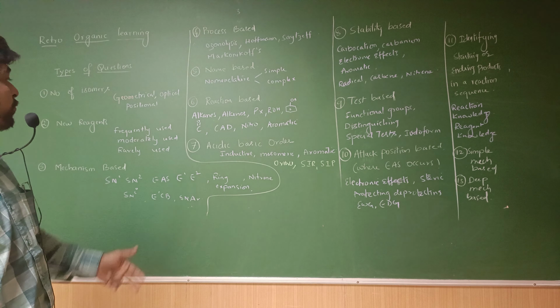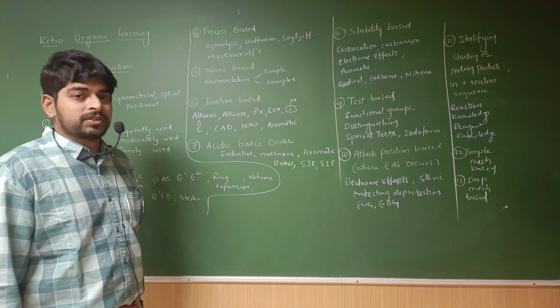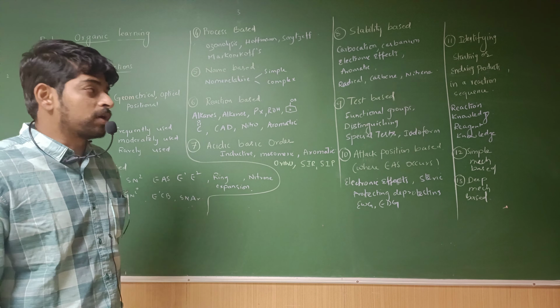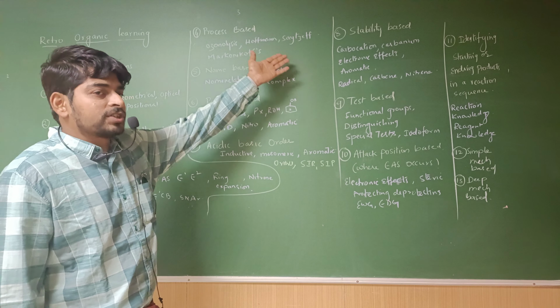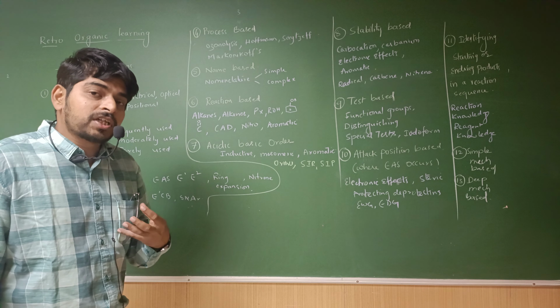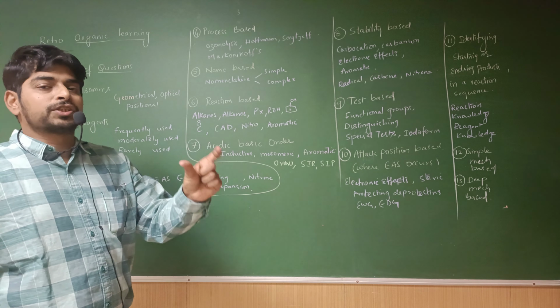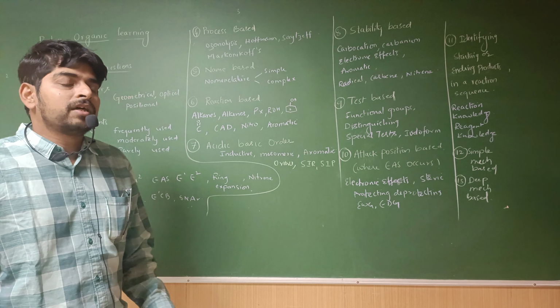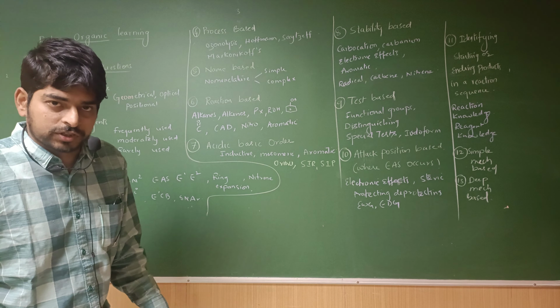The next type of questions are process based. That means you have to know certain processes. Ozonolysis is a process where you break a double bond. Then Hofmann elimination, Saytzeff elimination, Markovnikov and anti-Markovnikov addition. Some questions are based on the process, or part of the question might be based on the process. If you learn these processes independently, then you will answer a certain number of questions.